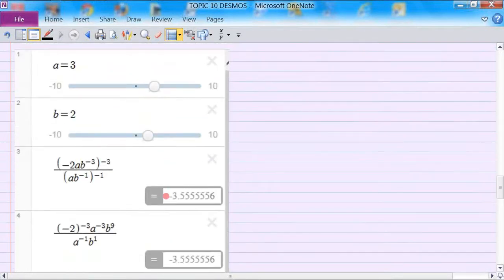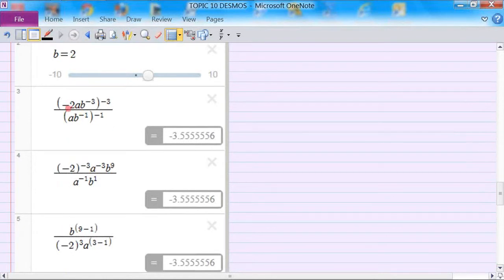So here's the original problem, minus 2AB minus 3 to the minus 3 over AB minus 1 to the minus 1. So I've replaced the x with A and the y with B. Doesn't matter what these initial values are. Okay?